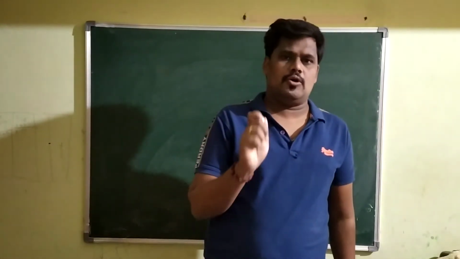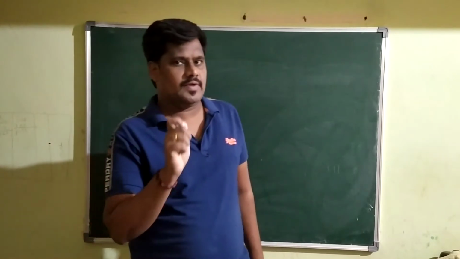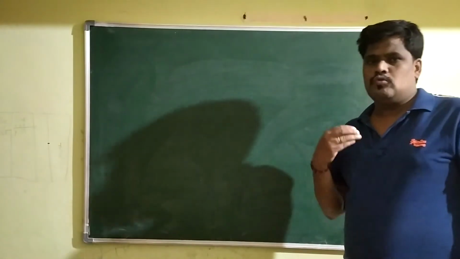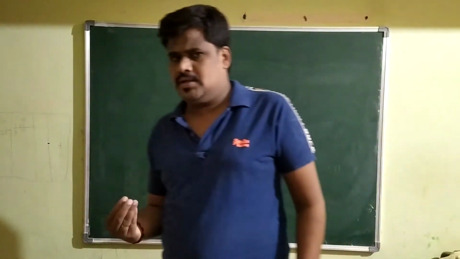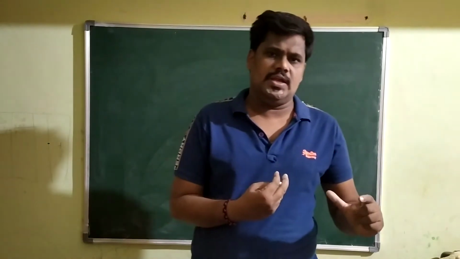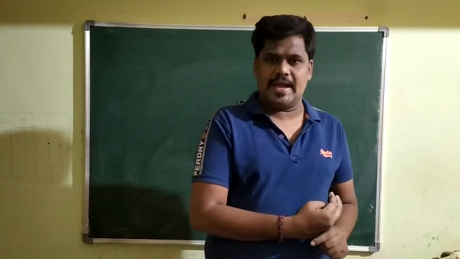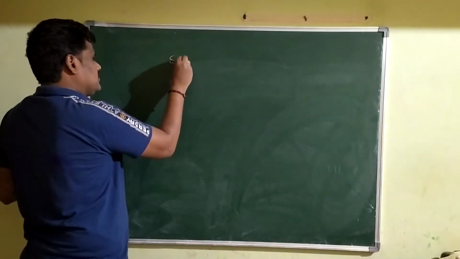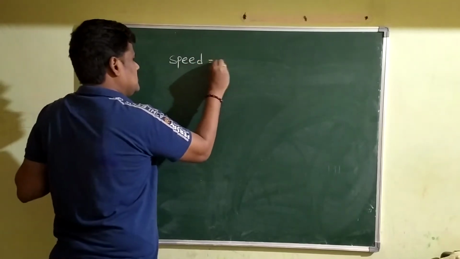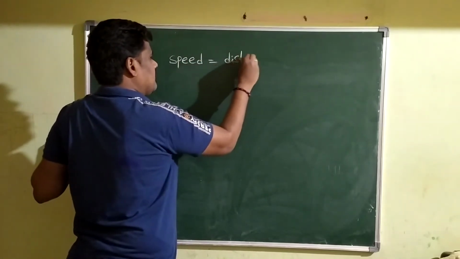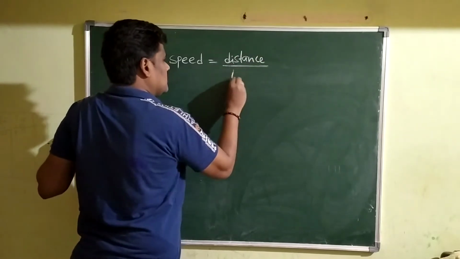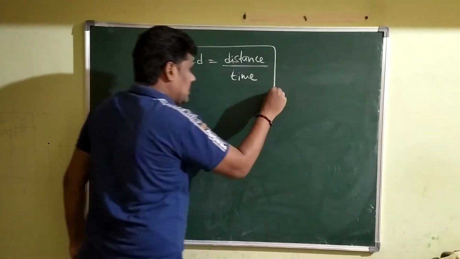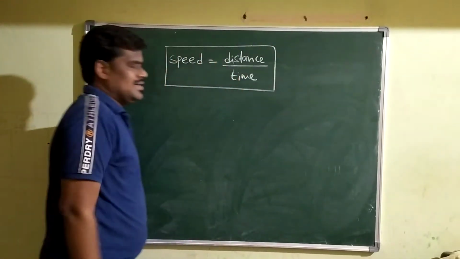The speed of a body is given by distance travelled by a body in a unit time. In a given time, how much distance the body is covering, the distance travelled by the body in a given time or in a unit time, we will call it as the speed of a body. Therefore, what is the formula to calculate speed? The speed of a body is given by distance travelled by the body divided by what? Time taken. So distance divided by time taken by the body, we will call it as the speed of the body.